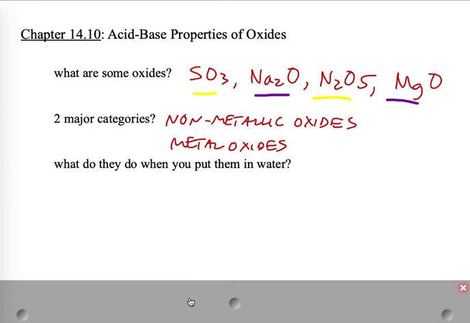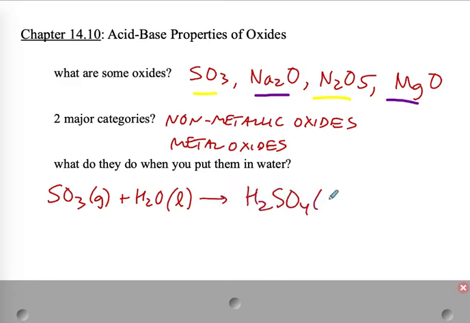If I take, for example, sulfur trioxide, which is a gas, and dissolve it in water, water reacts with sulfur trioxide to form a new molecular compound, the formula of which you can determine simply by adding H2O to SO3. What do you get? You get H2SO4. What is H2SO4? It is sulfuric acid.